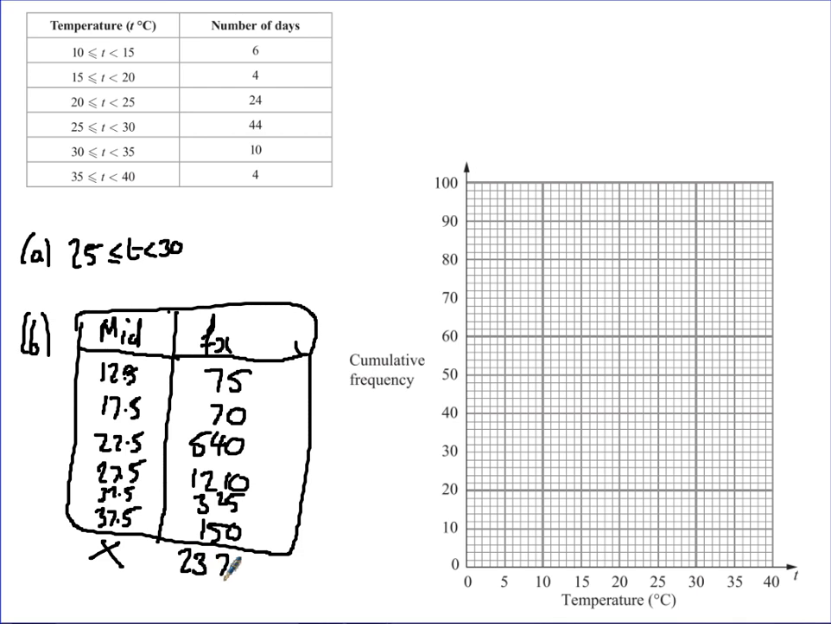which is 2370. And when you've then got 2370, you're then going to divide it by the number of days. So if we add up the number of days, 4 plus 6 plus 24 plus 44 plus 10 plus 4 is 92. So then the mean will be worked out by doing this number here divided by 92.